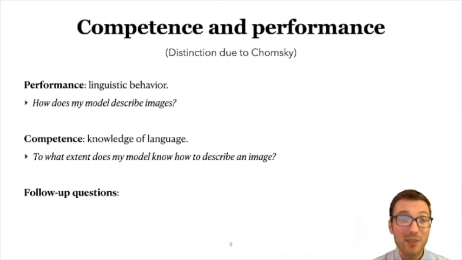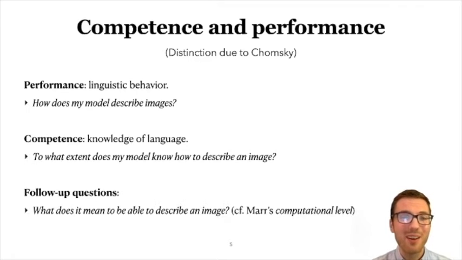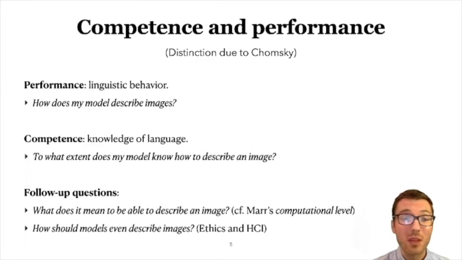Some related or follow-up questions here are, what does it mean to be able to describe an image? And I think this relates to Marr's computational level. And also another question is, how should models even describe images? This relates to ethics and human-computer interaction.